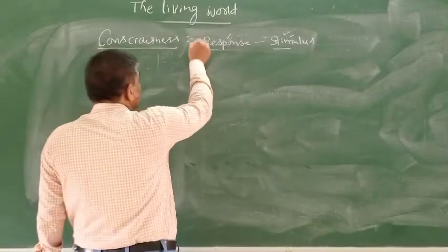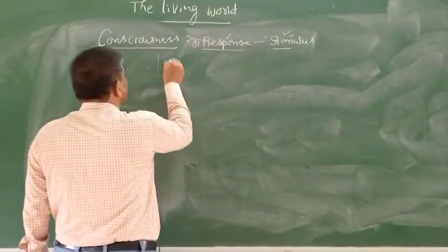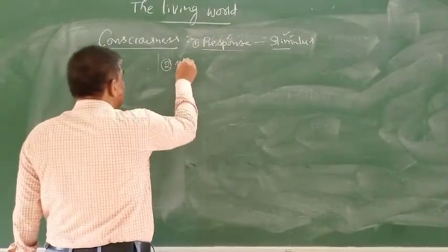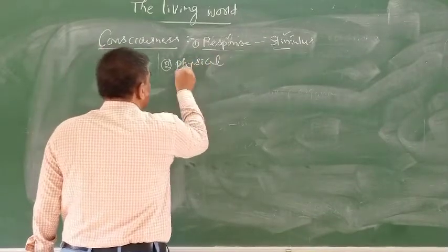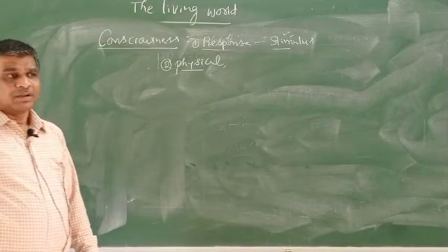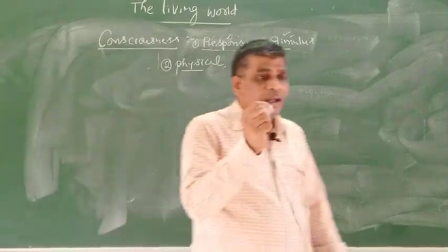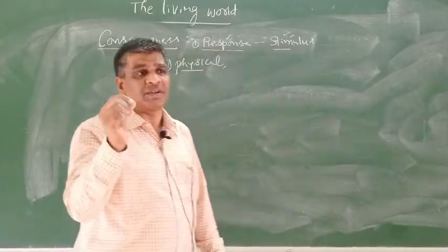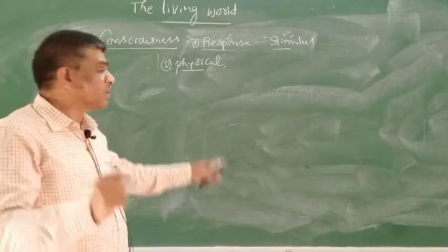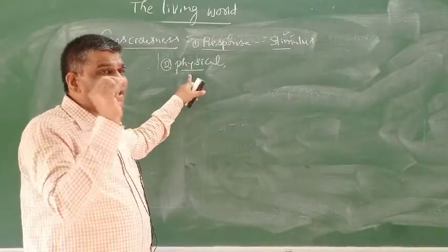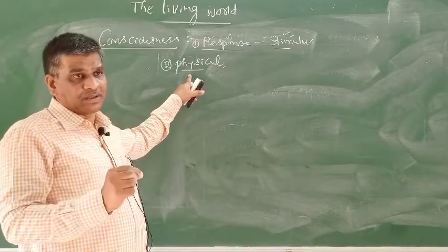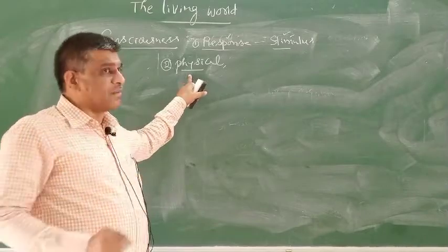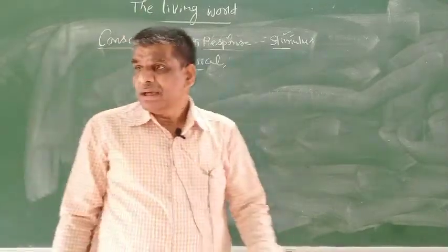And here, stimulus means what kind of stimulus has to be given to that living individual. That stimulus may be physical. What is the meaning of physical stimulus? When the living thing is touched physically by any other object, then automatically the individual responds. That physical contact is called a physical stimulus. When something comes in contact with its body, we call it a physical stimulus. Then immediately that individual will respond.